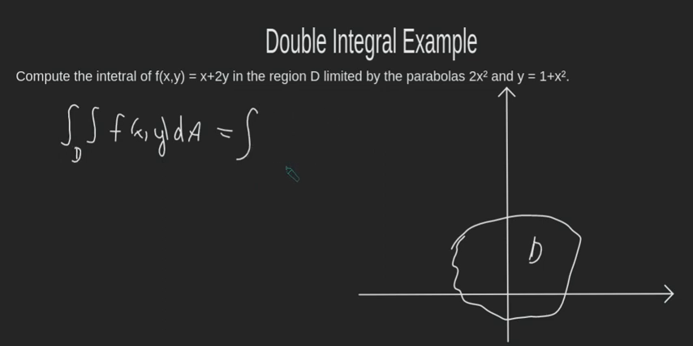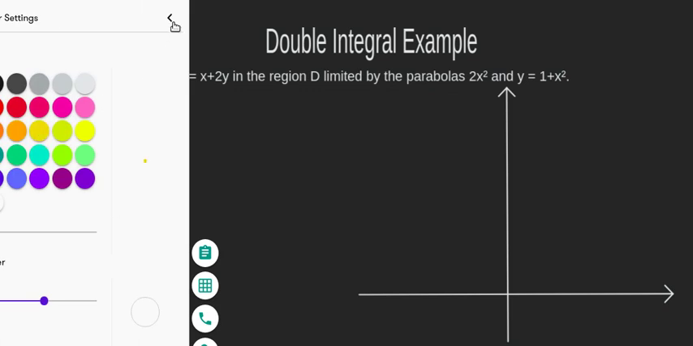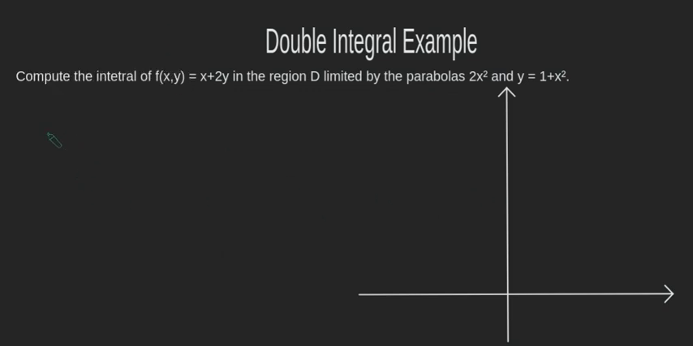The first step you need to do is draw a Cartesian plane. So here I have a Cartesian plane, and you draw your region D. In this exercise, the region D is limited by these two parabolas. So let's draw these two parabolas. I will change color here. I will do it first in yellow. So I will have a yellow parabola and a blue parabola.